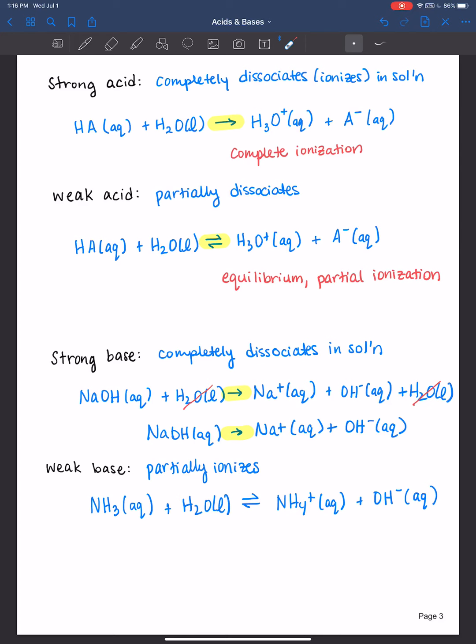I find that when students do that, they will recall that information better or be able to derive it on their own rather than making the mistake of just trying to memorize it and then forgetting it for an assessment. Also, highlight the fact that this is a weak base, and so you must use the equilibrium arrows to indicate that.